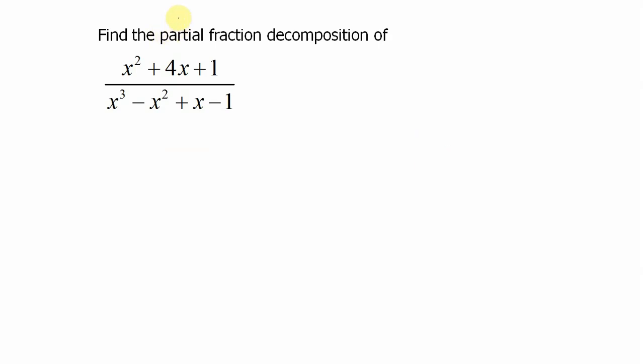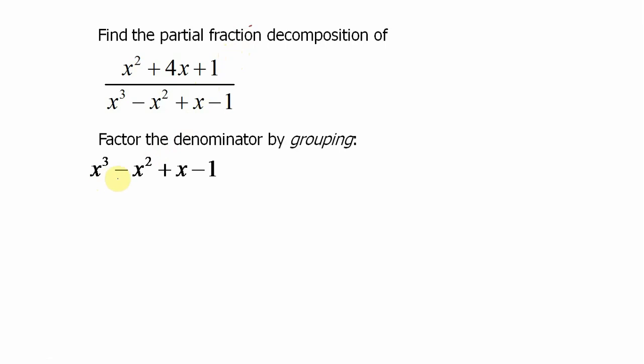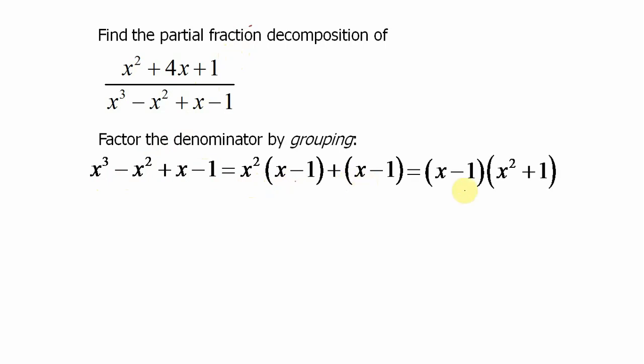Say I have this expression x square plus 4x plus 1 divided by x cube minus x square plus x minus 1, right? Now I have to find the partial fraction decomposition of this expression. Once I factor the denominator, x cube minus x square plus x minus 1, if I take x square common, I get x square, x minus 1 plus x minus 1, that means x minus 1 times x square plus 1. Now these are the components of the denominator.